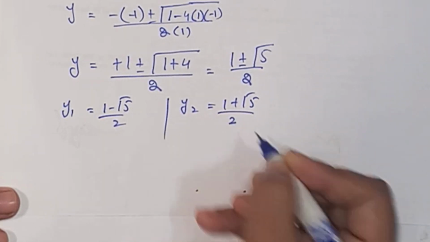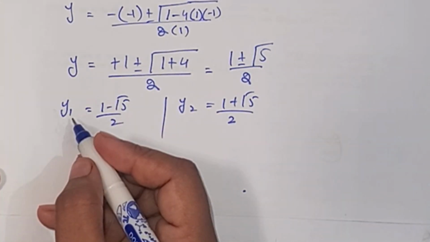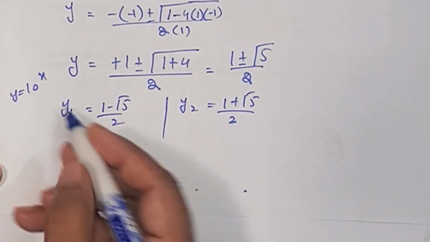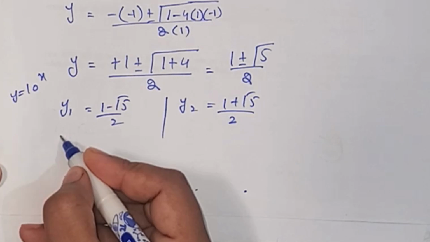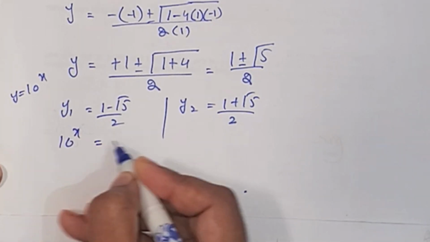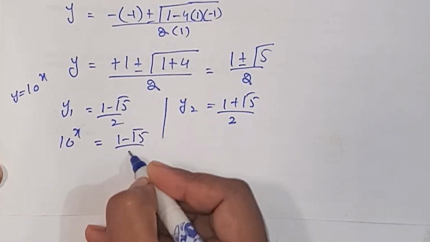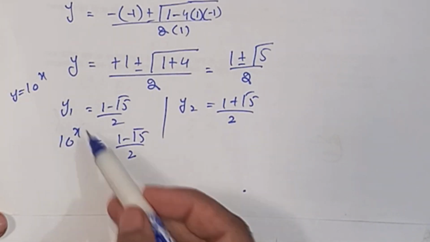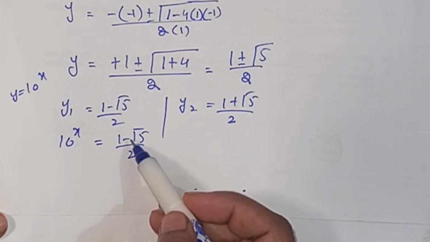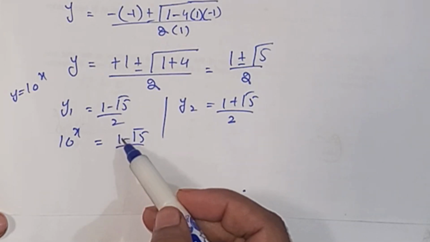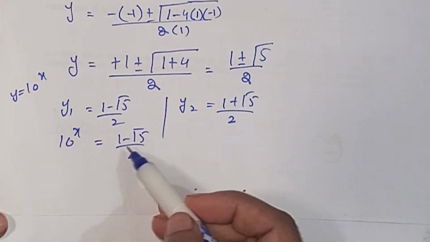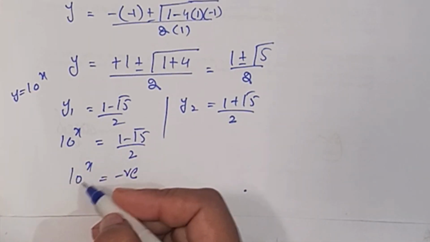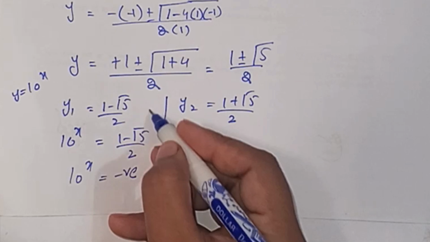Now in our question we let y equal 10 raised to the power x. So this implies 10 raised to the power x equals 1 minus square root 5 over 2. Look at the left hand side: it is in exponent form. On the right hand side, if we solve 1 minus square root 5 over 2, we get a negative number. So this is not possible because the left hand side is in exponent form, so we cannot use this value.